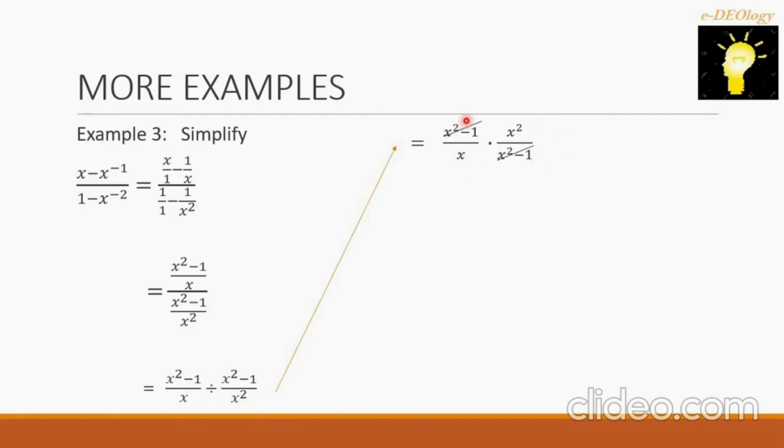And from here, we will cancel terms that we can cancel. First, we can cancel the x squared minus 1 and also the x squared minus 1. The next is, this is x and this is x squared. We can cancel the whole x here, and we will cancel 1 of the exponent. So the power 2 here becomes power 1. So the final answer is x.